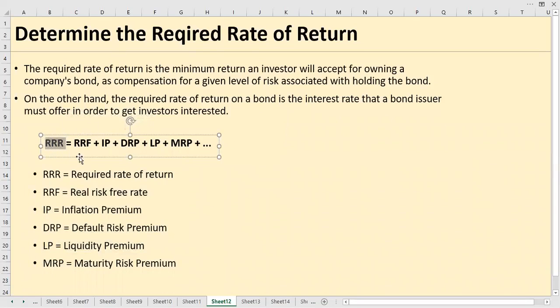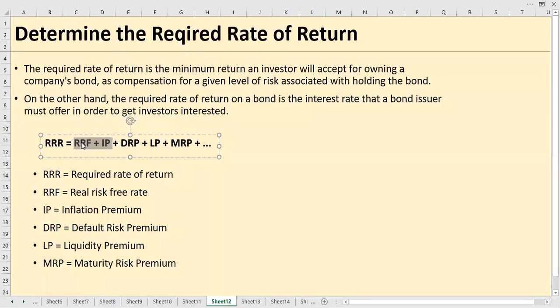I think you all understand this. Now, if we have risk-free rate, inflation premium, default risk premium, liquidity premium, and maturity risk premium, that means you can calculate a value for required rate of return for different types of bonds. So for different types of bonds, required rate of return is going to change based on these characteristics. Now, the risk-free return is always the same for each and every bond. Inflation premium is also always the same for each and every bond. So these two parts are going to be equal for each and every bond.